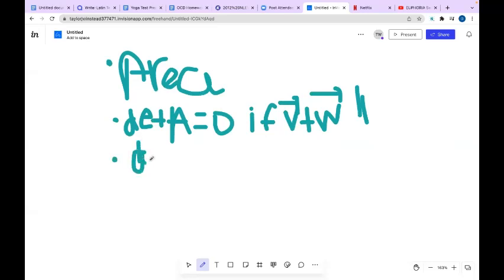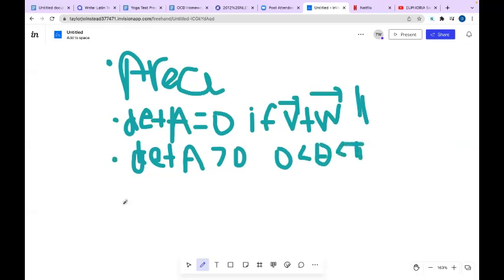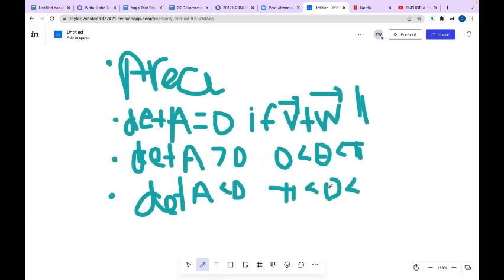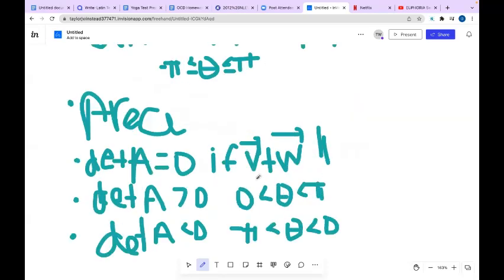Now, they also point out these facts, just things to keep in mind to memorize. The determinant is going to be greater than 0 if theta is greater than 0 and less than pi. And then the opposite of that is true. The determinant will be less than 0 if theta is greater than negative pi and less than 0. Those are just kind of facts.